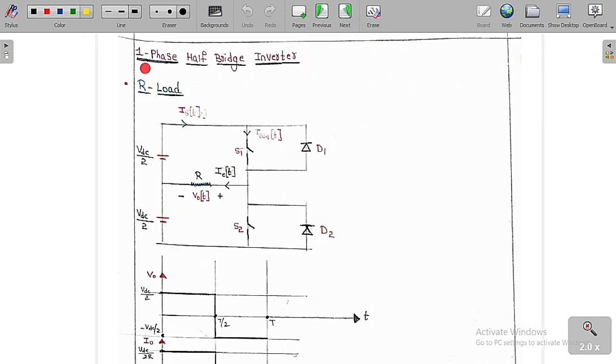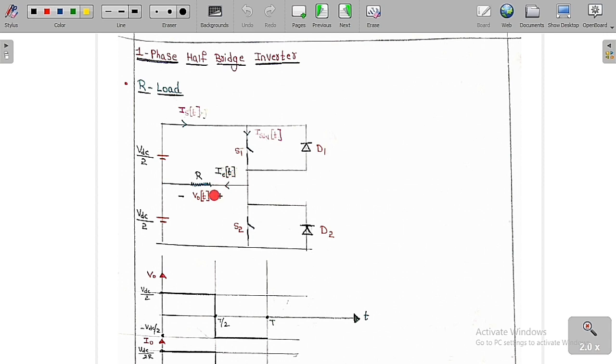Now we are going to study the single phase half bridge inverter. Basically we are going to study the single phase half bridge inverter. So this is the circuit diagram of this single phase half bridge inverter. Basically the basic function of an inverter is to convert fixed DC into variable frequency AC. That is the inverter's basic function.